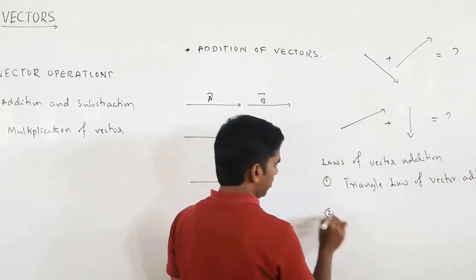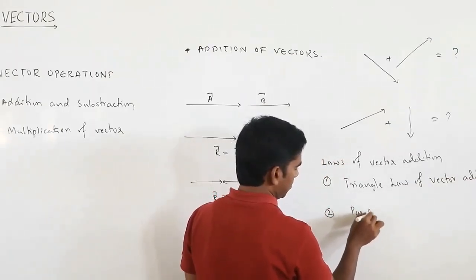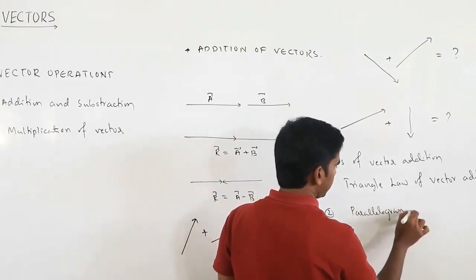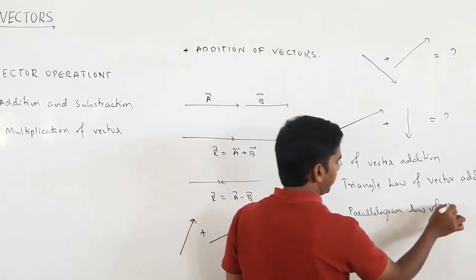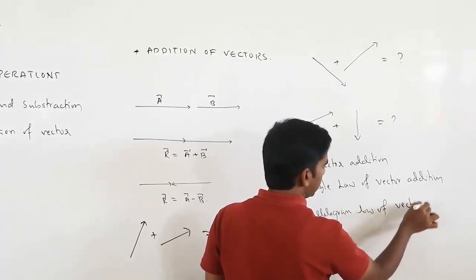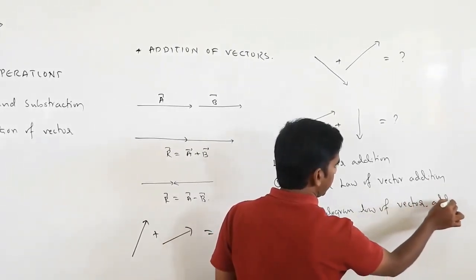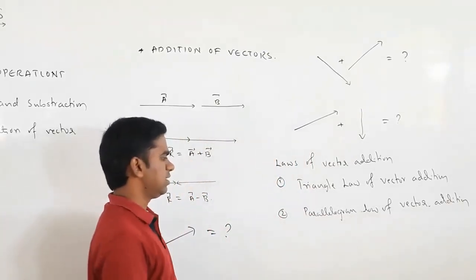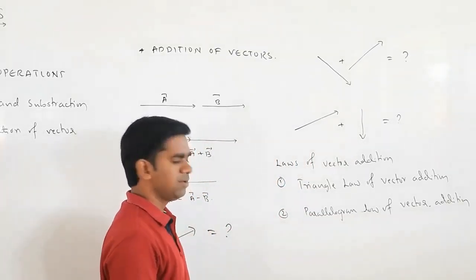Another is the parallelogram law of vector addition. So for vector addition, these two laws we usually follow. One is the triangle law of vector addition, another is the parallelogram law of vector addition.